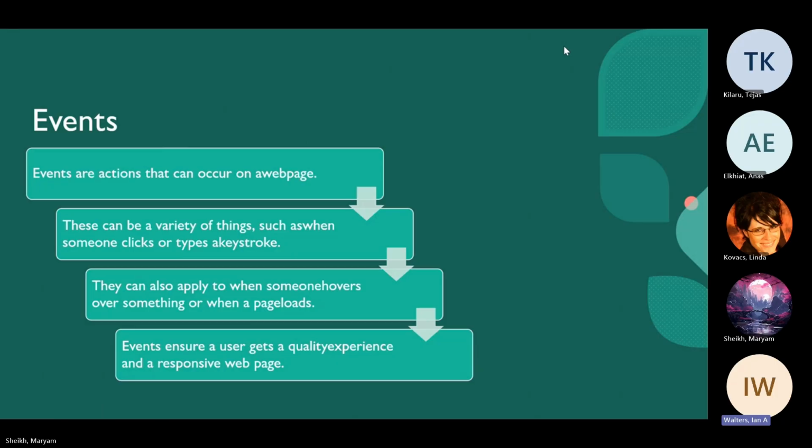Events are actions that occur on a web page. These can be a variety of things, such as when someone clicks or types a keystroke. They can also apply to when someone hovers over something or when a page loads. Events ensure a user gets a quality experience and a responsive web page.